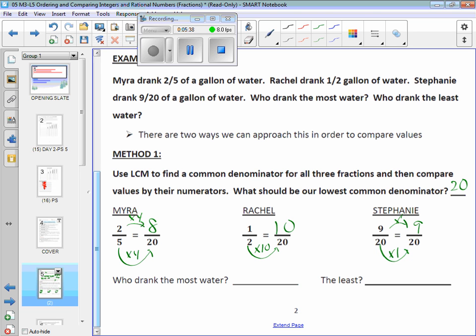Okay? The rule is, if you have all 3 denominators the same, then the highest numerator is your highest or your greatest fraction. Therefore, who drank the most water? Rachel. Who drank the least? Mira. Right. Okay? And this is just one way to do it. The other way is just change them to decimals. So let's go to the next page because it's the same exact question. We're just going to show it the other way. If everything works out with decimals, you should still get Rachel as the highest number and Mira as the lowest. All right, let's take a look.